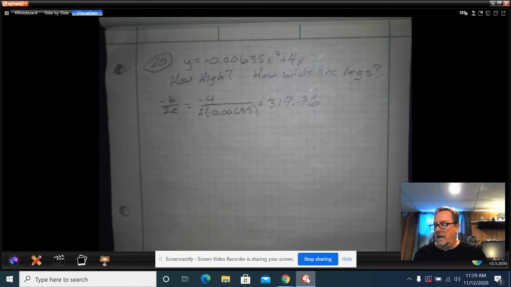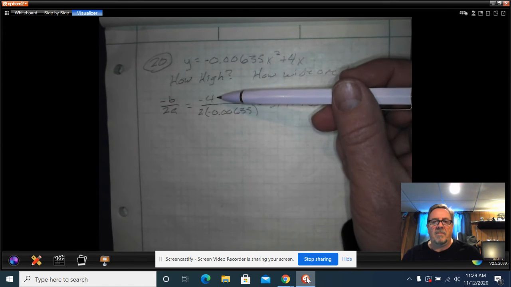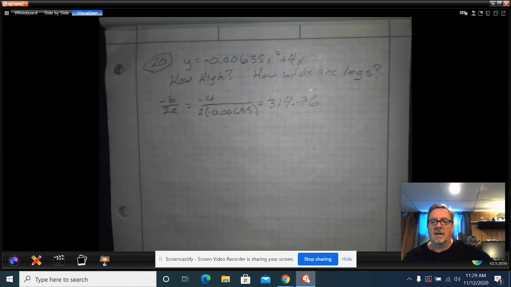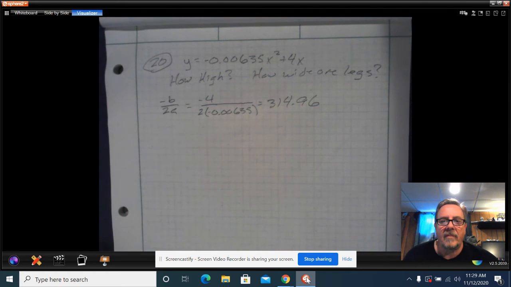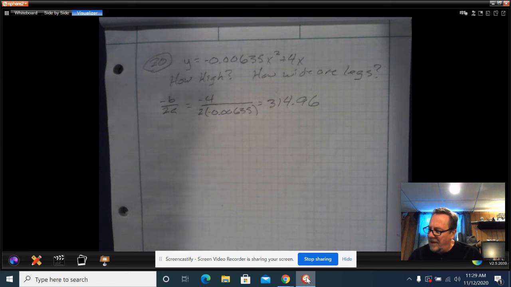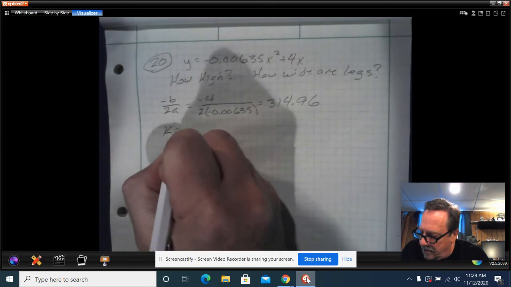Mr. Fokin, you didn't put negatives in. I know, but the top was negative and the bottom was negative. When you take a negative and divide it by a negative, you get a positive. So turn that off so there's no glare. So 314.96, we're going to plug that in to find our K.